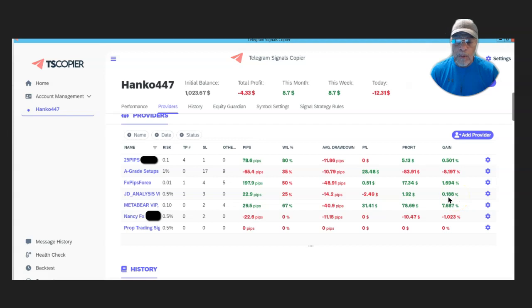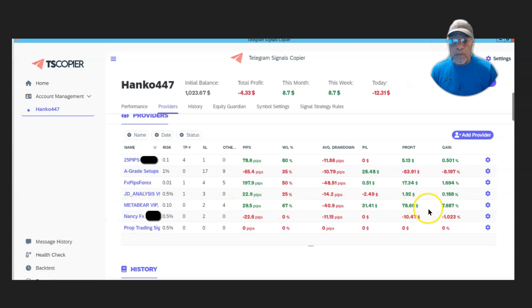Yeah, 0.1. I was a little disappointed because as far as signal services go, this is a little bit more to the expensive side of it. Nothing's expensive if it's making you money. I just want to make that perfectly clear.